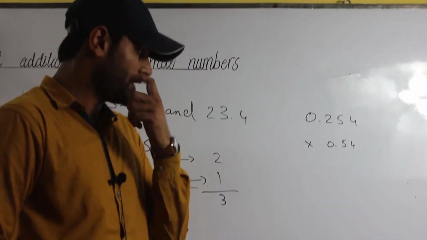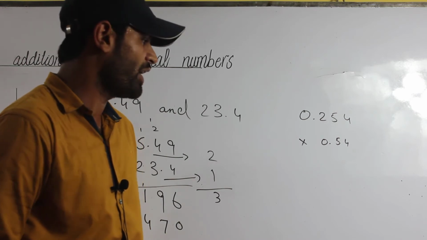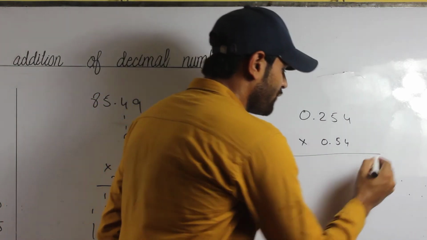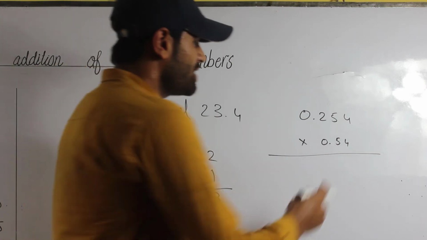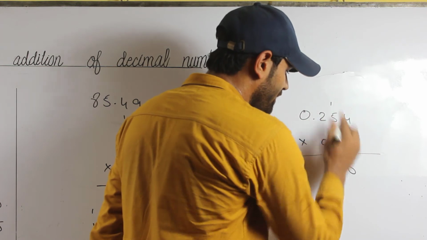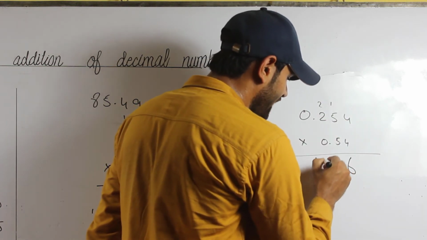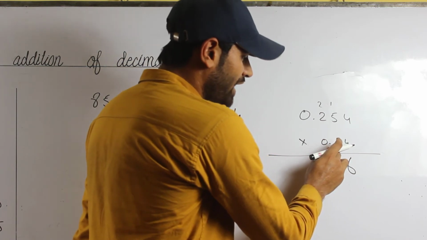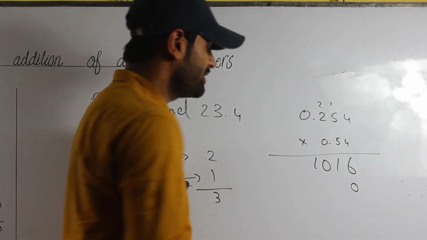First I choose a number 0.254 and the second number to multiply with is 0.54. So first thing, I forget about the point. So these terms without the point. So 4 4s are 16, then carry 1, 4 5s are 20, 20 plus 1, 21, carry 2, 4 2s are 8, 8 plus 2, 10. So at the position of 5, 10, so I make it 0, use 0 or a cross.